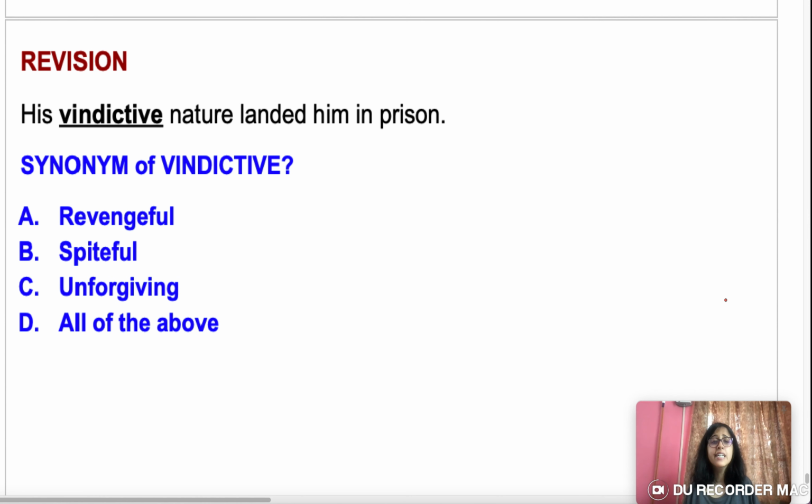Next, his vindictive nature landed him in prison. So what is the synonym of vindictive? Now look at this sentence, landed him in prison. So when do you go to prison? When you do something bad. So vindictive is a negative word. Vindictive is an adjective, it is a negative quality. Vindictive means revengeful, spiteful. Spiteful means hateful, when you keep hatred inside you, resentful. So vindictive means revengeful, spiteful, resentful, unforgiving. So your answer is all of the above.